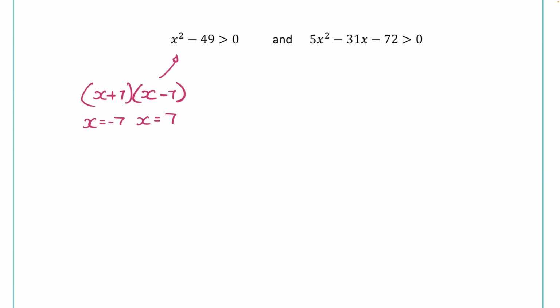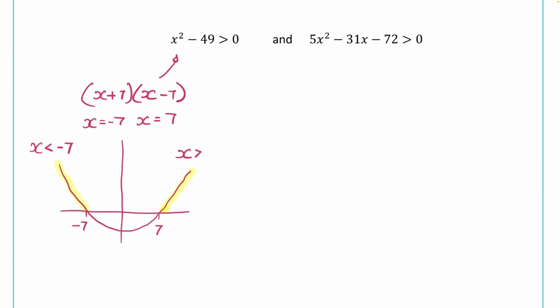Now for an inequality, of course, the best way is to draw a graph for this, just to envisage or imagine what it looks like. We have a positive and a negative solution, -7 and +7, and we're looking at greater than 0, which is above the x-axis. So we have two inequalities for this one. We have x is always going to be less than -7 over here, and x is always going to be bigger than or greater than 7 on the right there. So that's our first one done.